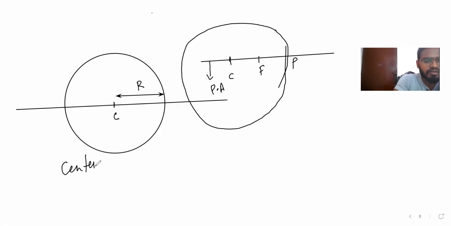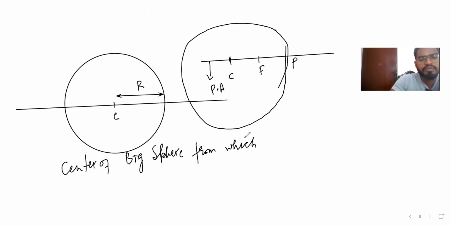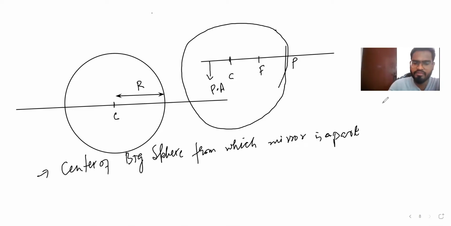Center of a big sphere from which the mirror is a part. That is known as what? The center of a big sphere from which the mirror is a part is the center of curvature. Center of curvature.